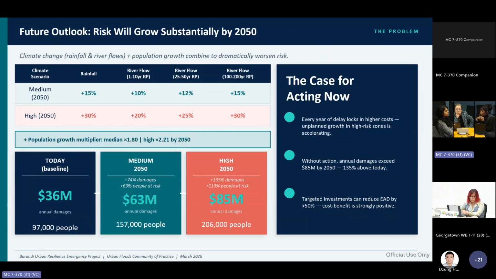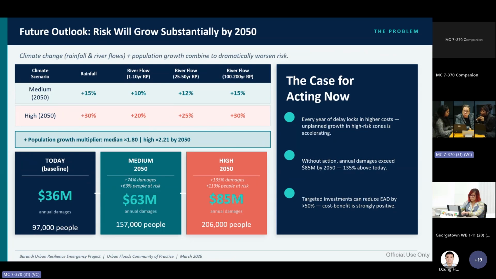The analysis also looked at how risk evolved over time. So at the baseline scenario, around 2022, 2023, the estimated annual damages were estimated at US$36 million per annum. And then, of course, as we move into the future scenarios, up to 2050, in both medium and high climate scenarios, this exposure grew from 63 million per annum to 85 million per annum.